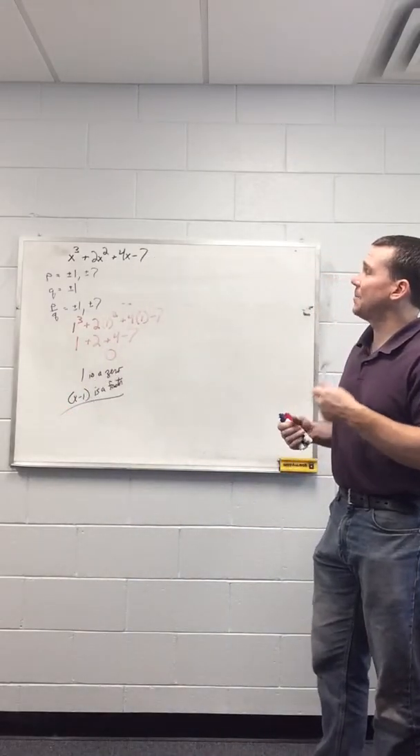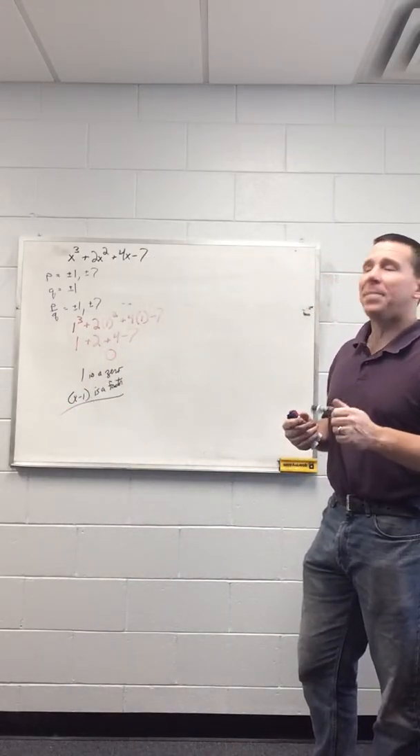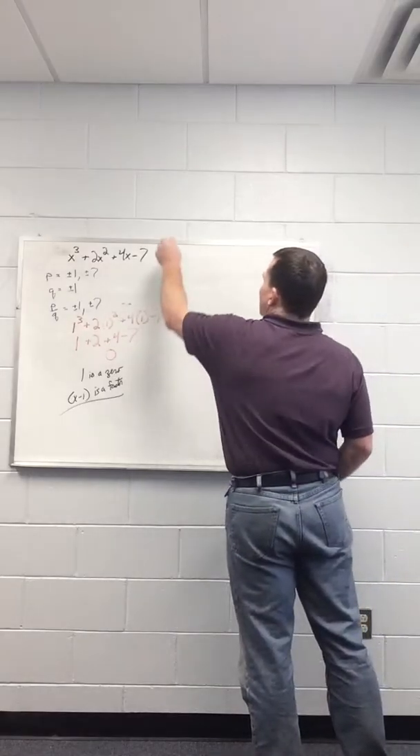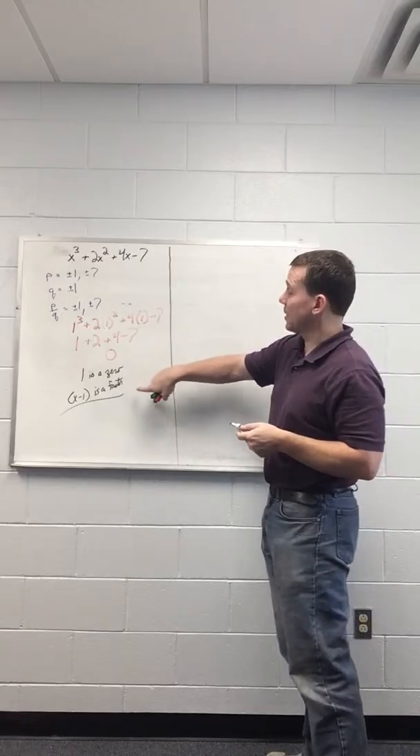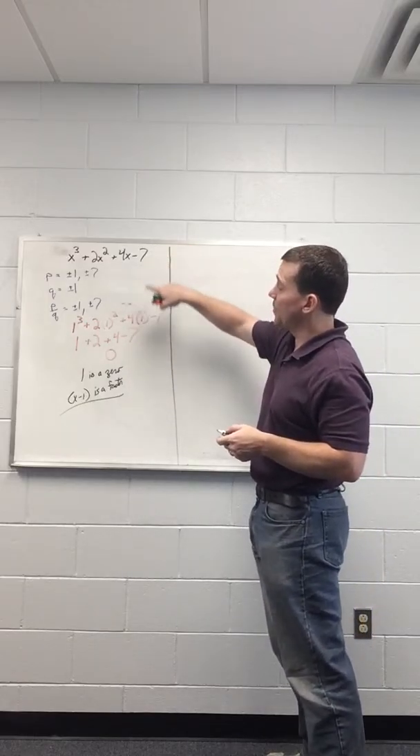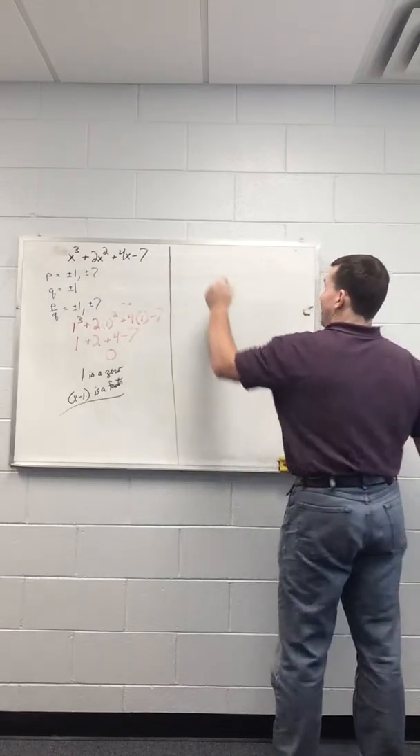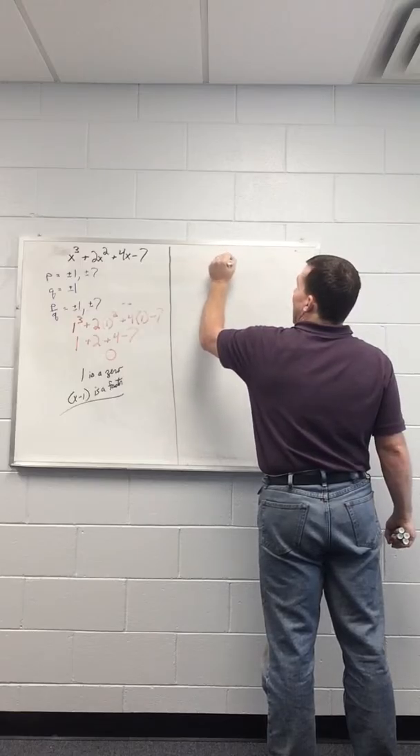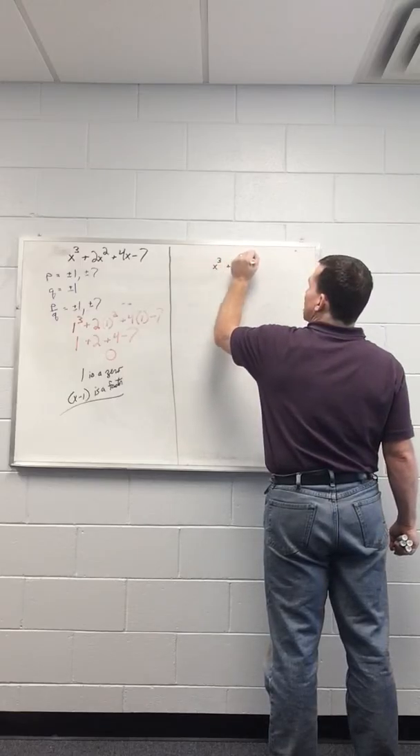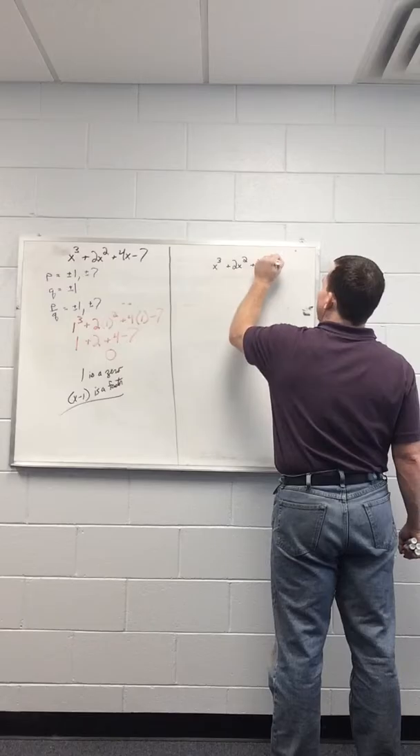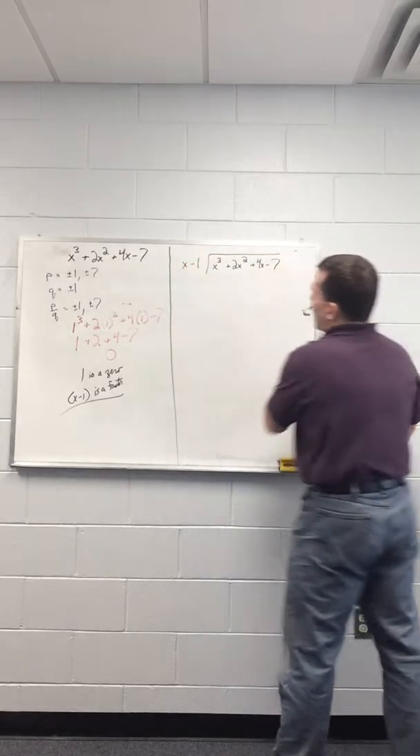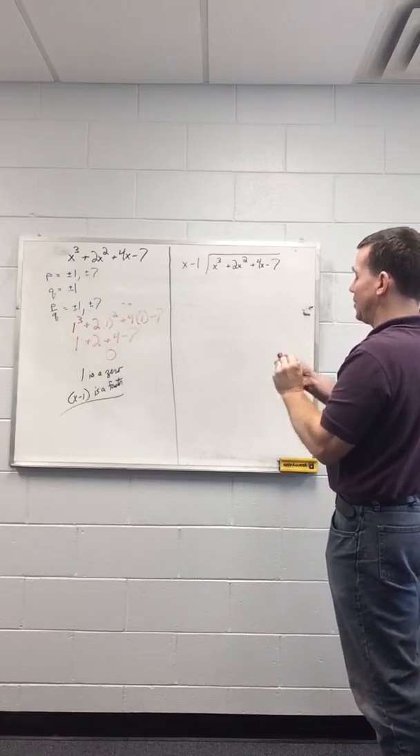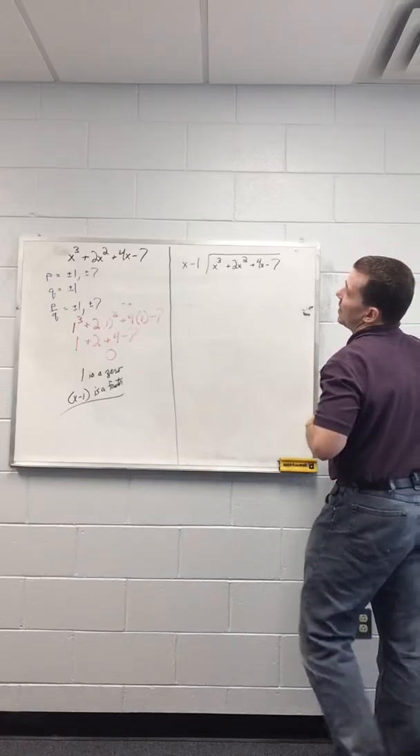I could keep trying my other rational zeros, but instead, I'm going to use our other trick. Now that I know x minus 1 is a factor, I'm going to divide this polynomial by that factor. And I get x cubed plus 2x squared plus 4x minus 7 divided by x minus 1. Again, I'll go through this a little bit quickly because you guys know how this division works.